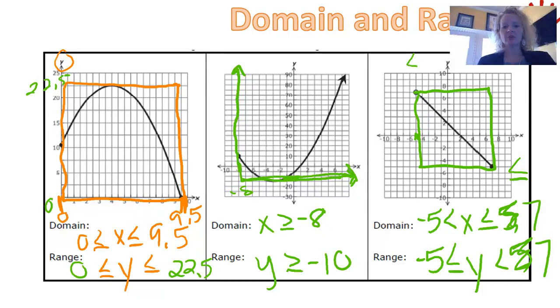So for domain and range, remember that you're looking on the x-axis for domain, the y-axis for range. Don't pick your pencil up. If you're looking for domain, go on the x-axis. And if you're looking for range, go on the y-axis. And it will help you every single time.